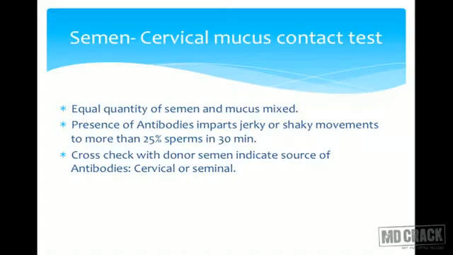Again, another test, that is the semen cervical mucus contact test. Equal quantities of semen and mucus are mixed. Presence of antibodies imparts jerky, shaky or rotatory movements to more than 25% of the sperms in 30 minutes. If it is not there, it is normal. You can again cross-check, or a control can be used where donor semen is mixed with the cervical mucus. If the donor semen shows good sperm motility, that means naturally in husband's semen there are antibodies, or there is a reaction between husband's semen and wife's cervical mucus.